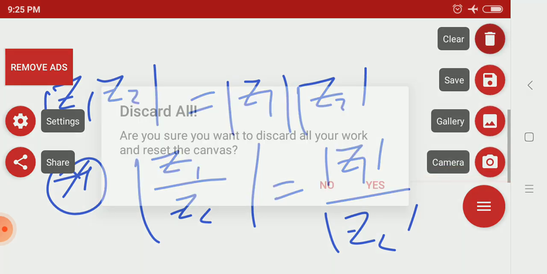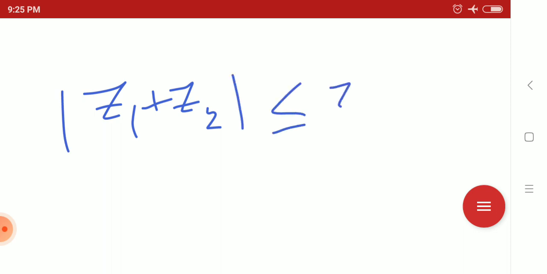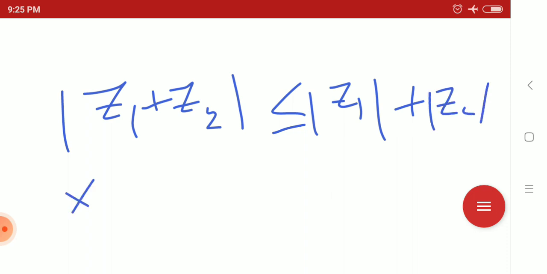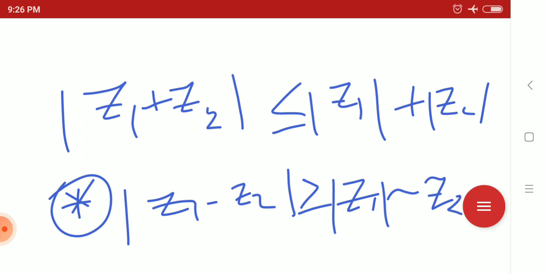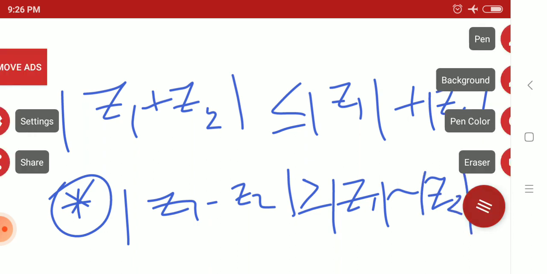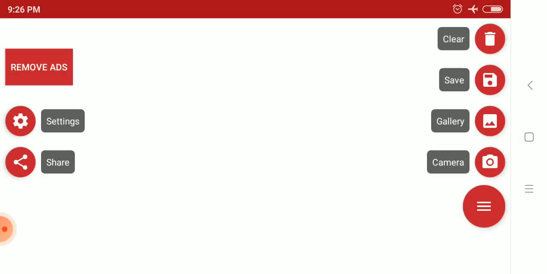Now, one of the most important properties: |z1 + z2| ≤ |z1| + |z2|, not an equality sign. Another important property: |z1 - z2| ≥ the difference of |z1| and |z2|. This is not a minus sign, this is the positive difference. Let me clarify this property.